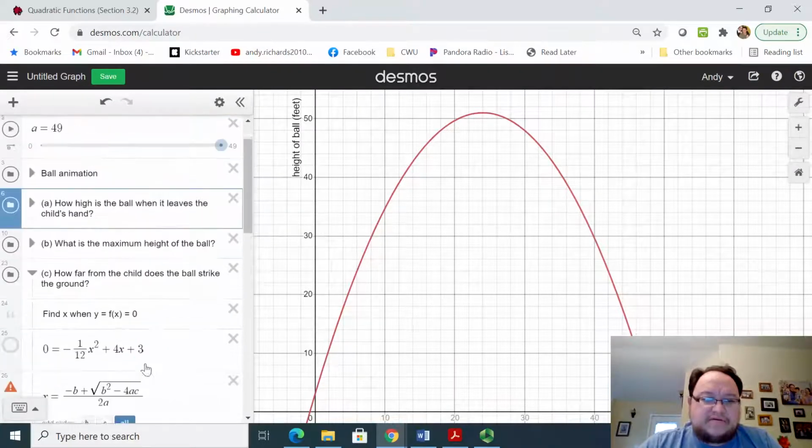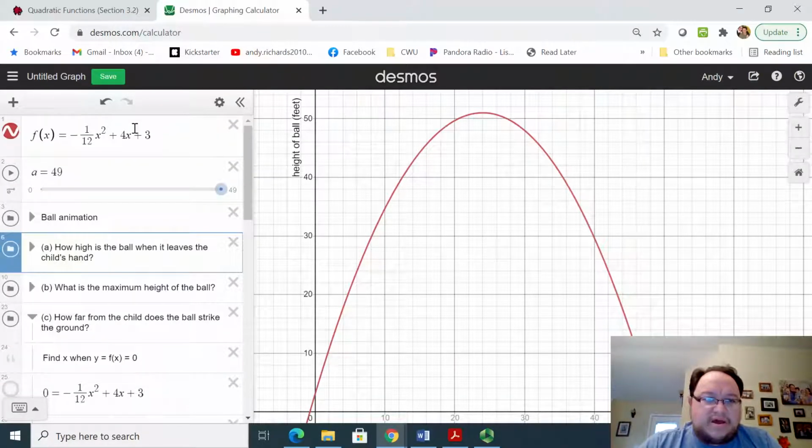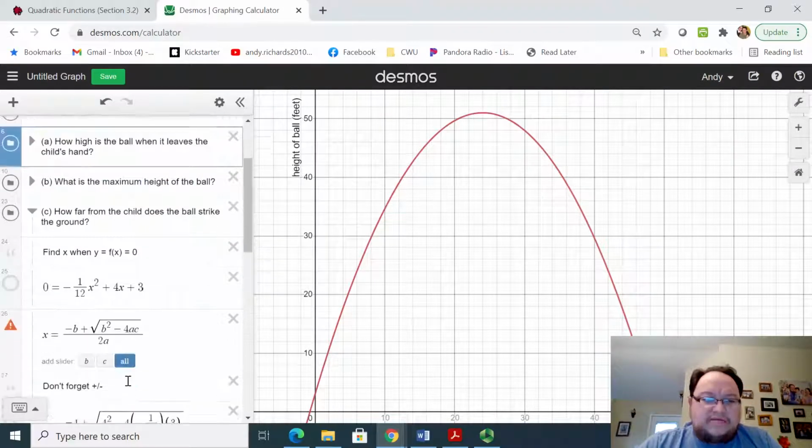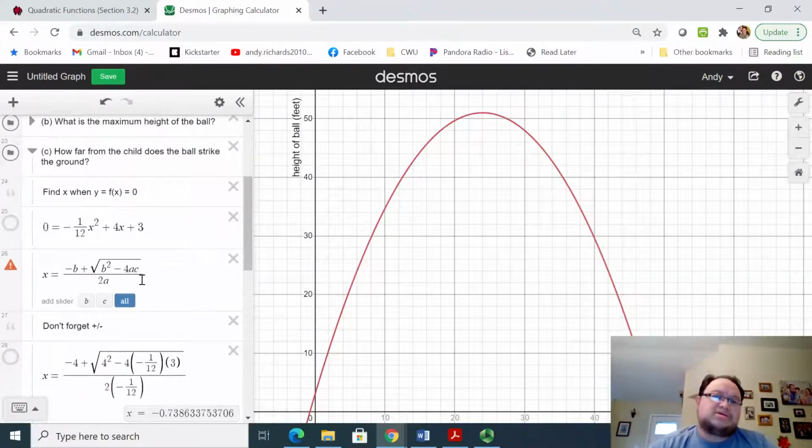So that's the same as taking our function, this function way back here, and setting it equal to 0. Now if we had this, what I would do is I would try to factor it, and when I did, that negative 1/12 just ended up being a bit of a problem. So what I ended up doing instead is I sent it through the quadratic formula, which is this here.